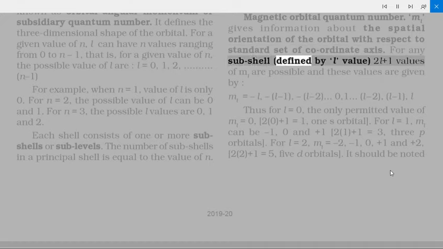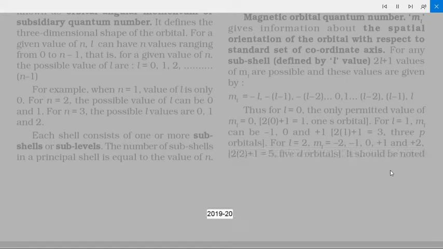For any subshell defined by l value, 2l plus 1 values of m_l are possible, and these values are given by m_l equal to -l, -(l-1), -(l-2), ..., 0, 1, ..., (l-2), (l-1), l. Thus for l equal to 0, the only permitted value of m_l is 0, so 2(0) plus 1 is equal to 1, one s orbital. For l equal to 1, m_l can be -1, 0 and +1, so 2(1) plus 1 is equal to 3, three p orbitals. For l equal to 2, m_l is equal to -2, -1, 0, +1 and +2, so 2(2) plus 1 is equal to 5, five d orbitals.